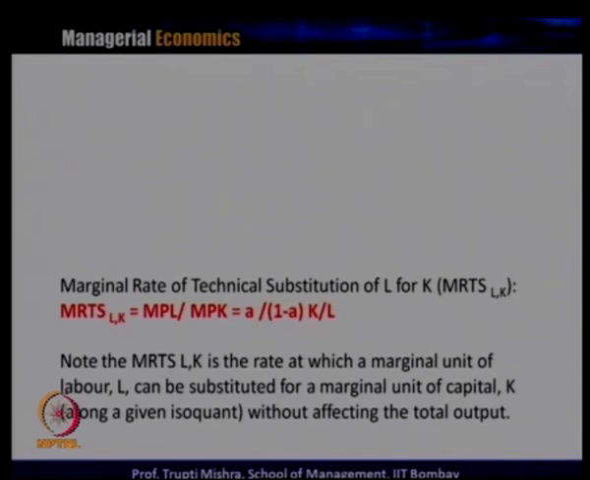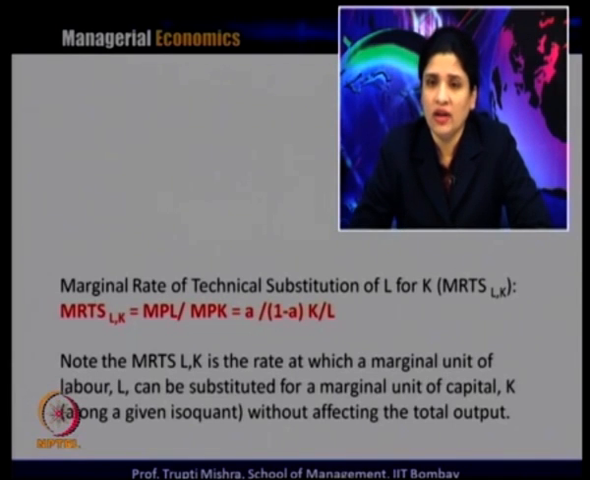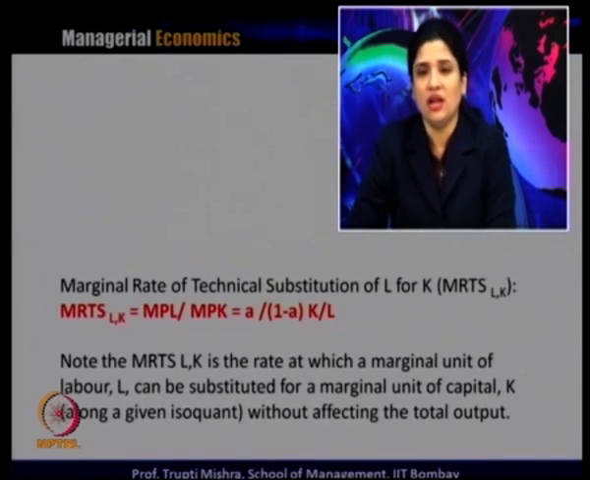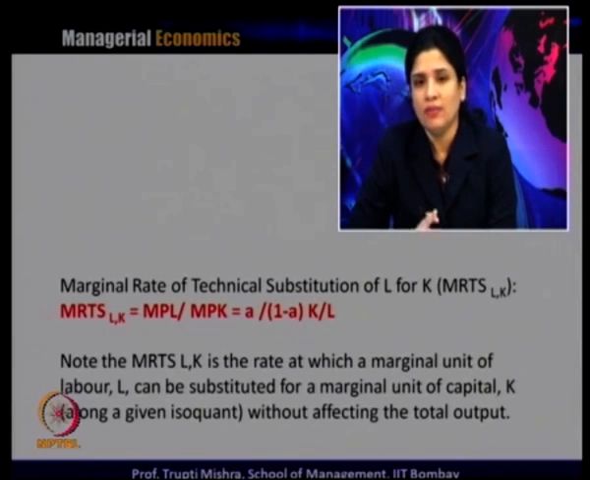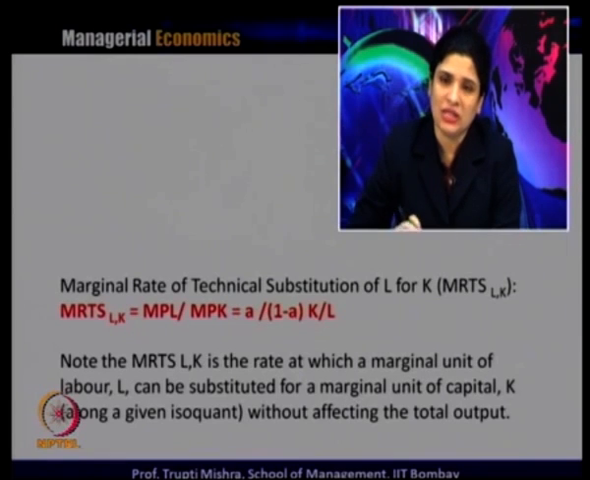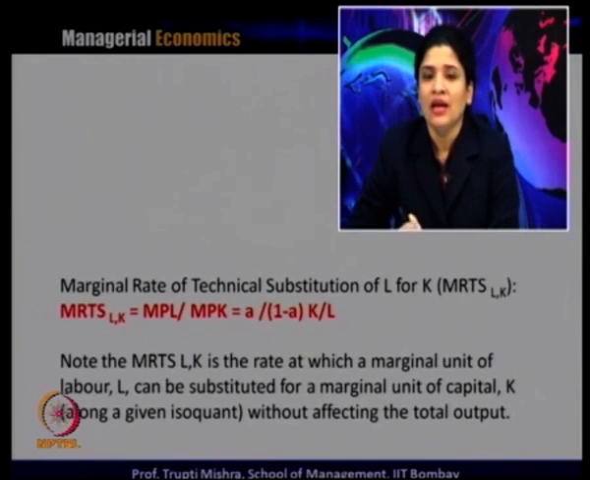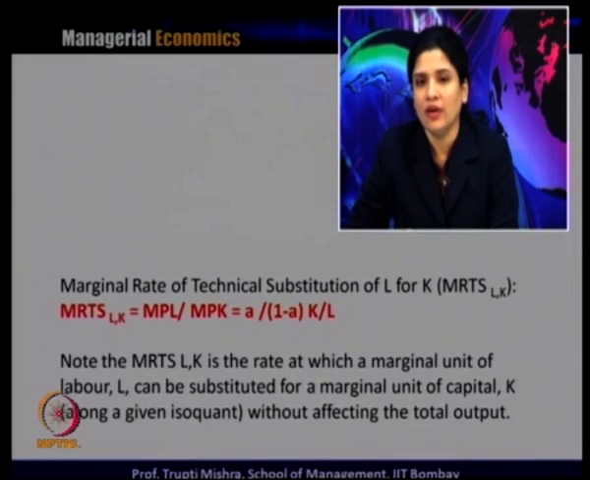Similarly, when we are finding out the marginal rate of technical substitution of L for K, taking specifically the Cobb-Douglas production function. As we know, the marginal rate of technical substitution is the slope of the isoquant, and how can the slope of the isoquant be represented? This is the ratio of the marginal product of both the inputs. So, in this case, the ratio of the marginal product of capital and labor. When we are finding out the marginal rate of technical substitution specifically for the Cobb-Douglas production function, then the marginal rate of technical substitution of L for K is MPL by MPK, that is A by 1 minus A times K by L.